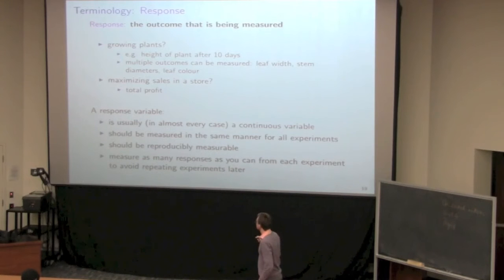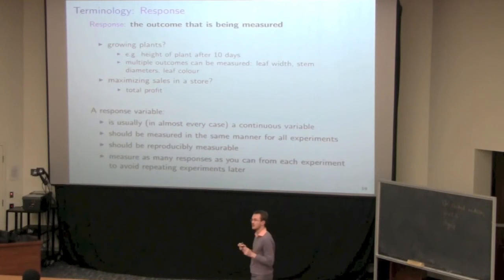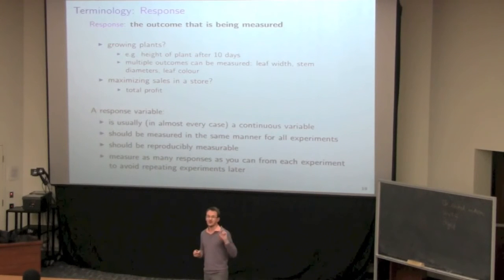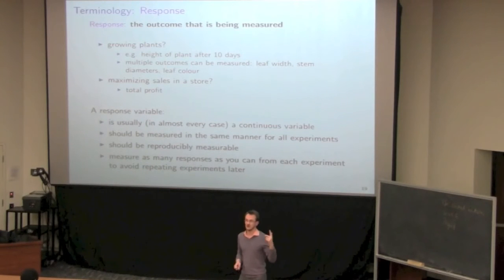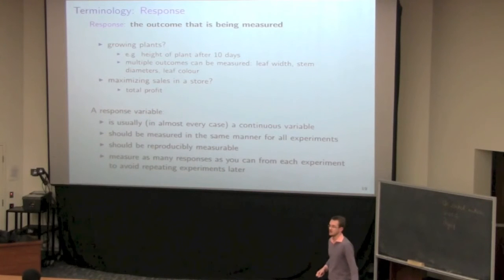If you're measuring sales in stock, total profit might be one quantity, but it doesn't need to be just total profit. It might be number of units sold, which is going to be correlated to profit. But you can see here how your choice of response is very important. Going into your experiment, you must have a good idea what your response or responses are. And most times, you will have multiple responses. You won't just have a single outcome.